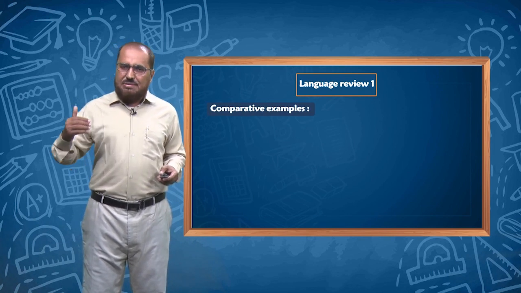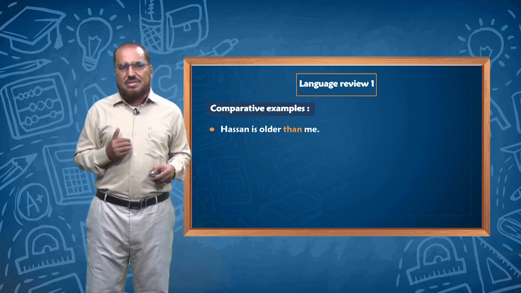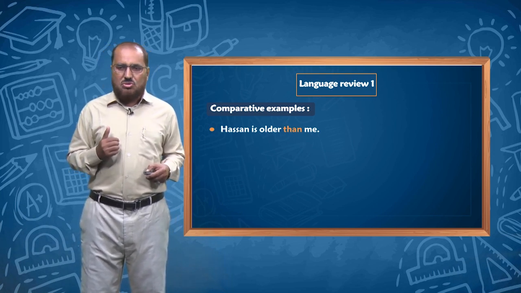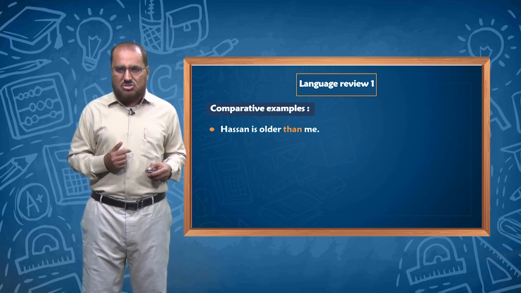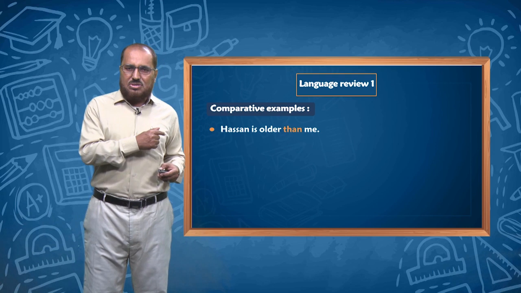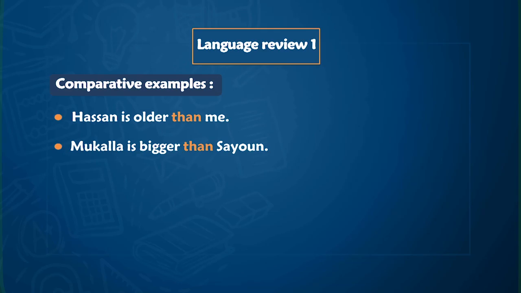Let's give examples for comparative adjectives. Hassan is older than me. Here is older because it is one syllable, and than is mentioned because there is a comparison between Hassan and me. Mukalla is bigger than Sayun. Mukalla and Sayun. Here than is mentioned, okay? And here is bigger because it's one syllable.